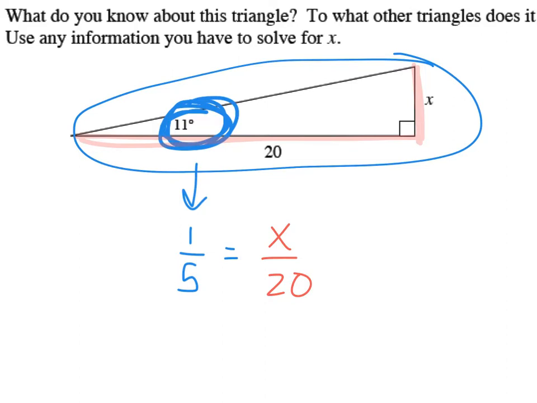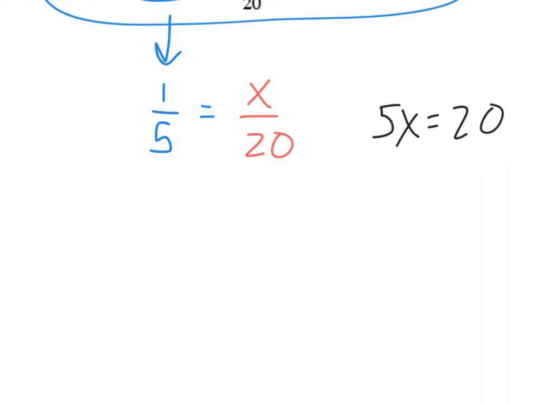So if I solve for x, I'm going to cross multiply, and I'm going to end up getting 5x equals 20. And I'm going to divide both sides by 5, and I'm going to find that x equals 4.